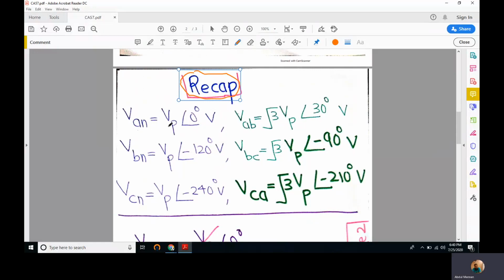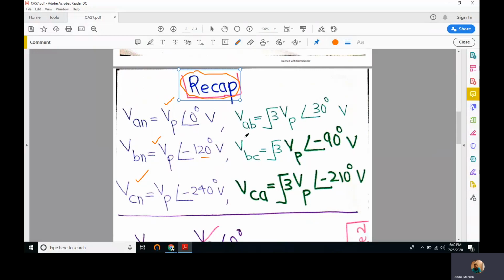If VAN is equal to some voltage VP at an angle of 0 degrees, then to fulfill the requirement of a balanced three-phase system, VBN has to have the same magnitude, but the phase should be 120 degrees lagging, minus 120, and VCN should be 240 degrees lagging compared to VAN and 120 degrees lagging compared to VBN.